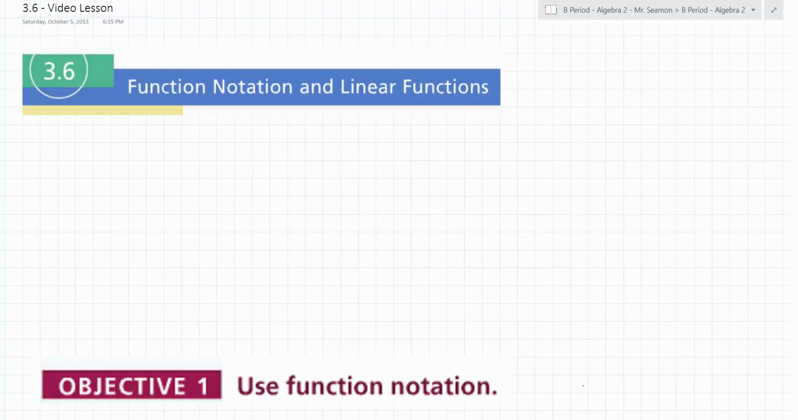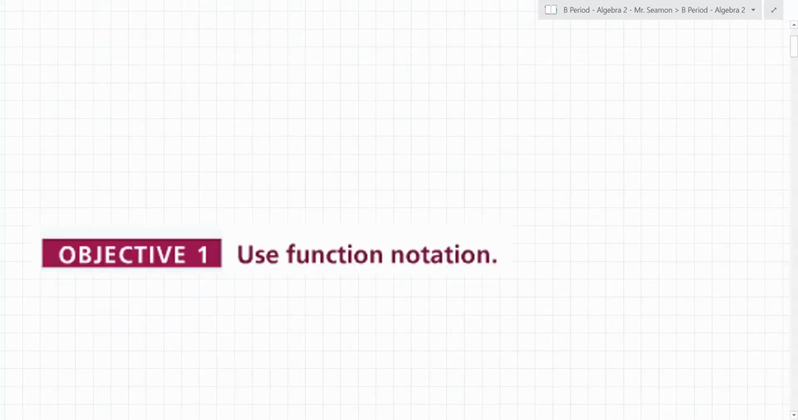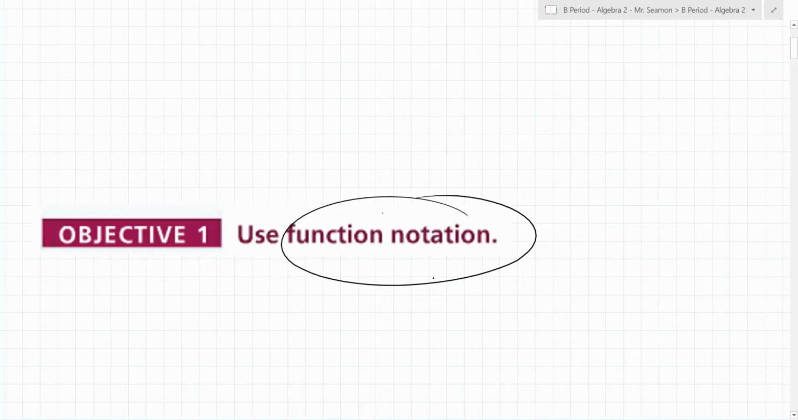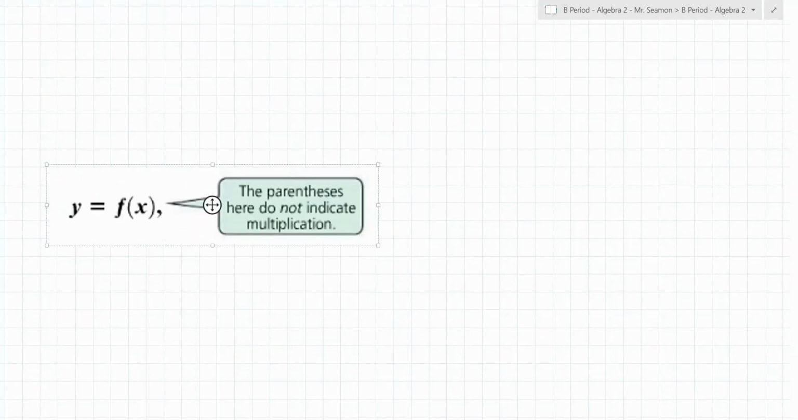What we're going to learn in this section is just a new way to label functions. The reason we need to learn a new way to label functions is sometimes we're going to deal with more than one function. So we need something other than y equals. We can't just say y equals over and over again. So what we're going to be using is function notation. That's going to look like this.